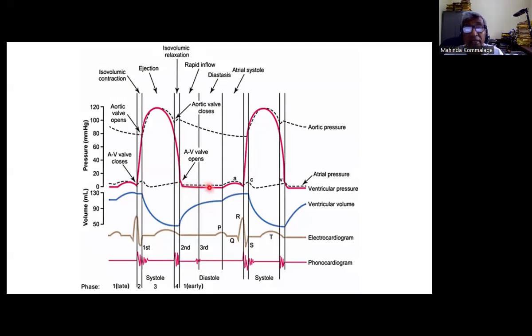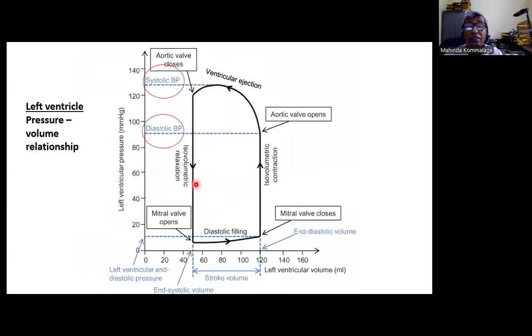Because of the filling, ventricular volume increases and pressure will also increase slightly, right? So this will summarize left ventricular volume in this axis and the left ventricular pressure in this axis. The same thing that I described, this diagram summarizes volume and pressure change related to the left ventricle, right? We can start from somewhere. We can start from here.